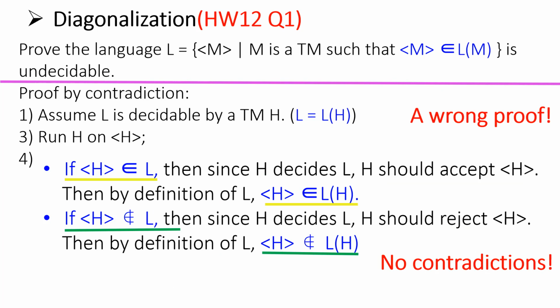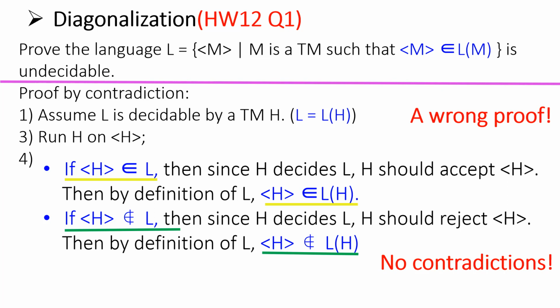Now let's see a similar problem. It's actually our homework problem 1. We have the language L consisting of Turing machine encodings <M> where <M> is in L(M), meaning that the machine M accepts its own encoding. This is the opposite case of the example I just showed. So you might think you can just copy and paste that proof structure here. It turns out that it does not work here.